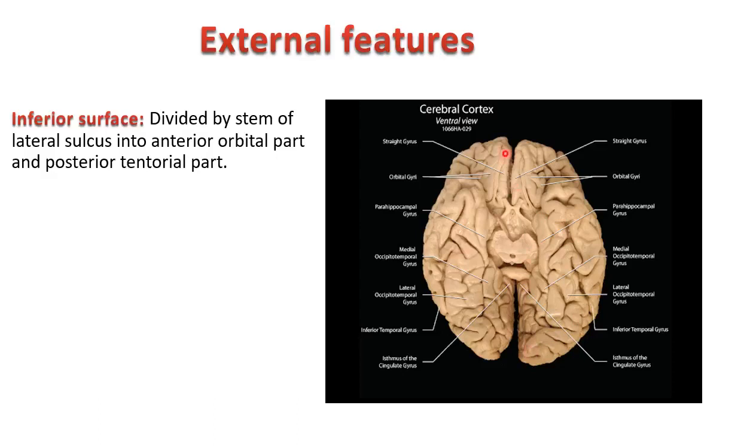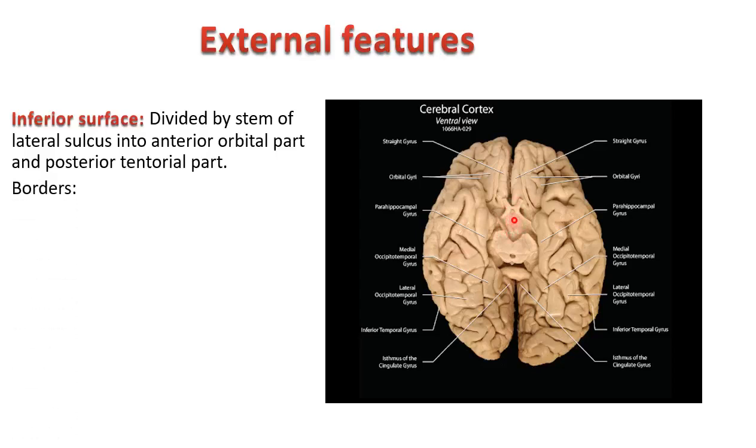On the orbital surface you are also able to see the olfactory bulb and the olfactory tract, and they divide into medial and lateral olfactory striae. I have already shown you in the previous lecture the base of the brain, consisting of the optic chiasma, the mammillary body, and the elevated area tuber cinereum with the infundibulum.